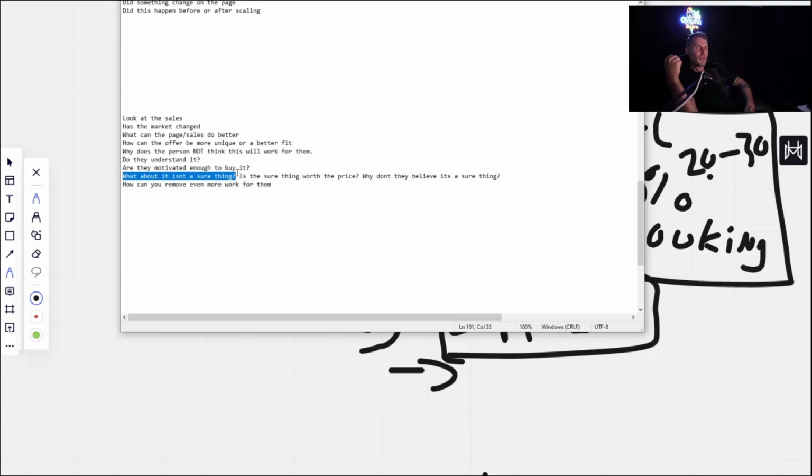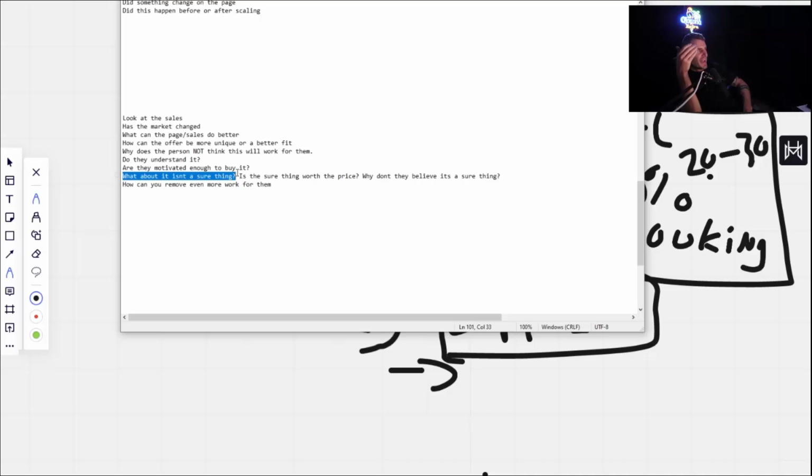The more you can make them feel it's a sure thing, the more likely they're going to buy it, which can swing both ways, because if they buy something thinking it's a sure thing and it doesn't end up being a sure thing, you'll be in trouble. All right. So all the people that sell Make Money Online products, you be careful. And then finally, why don't they believe it's a sure thing?